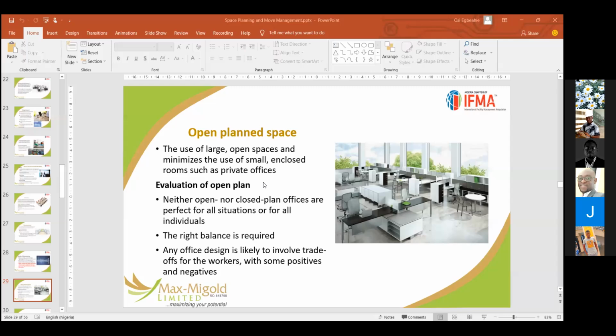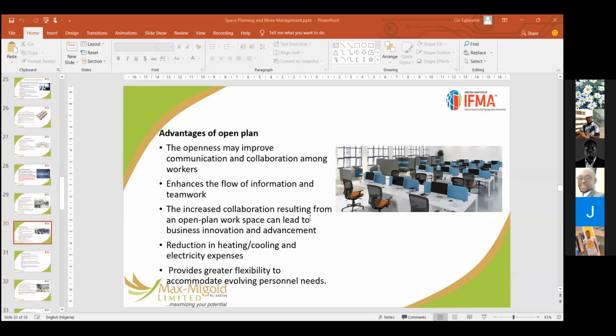And even the lighting requirement for those spaces and other facilities, and building up the partitions, is also quite expensive. On the evaluation of open offices, neither open nor closed plan offices are perfect for all situations or all individuals. It depends on your industry and how your office works. The right balance is required. Any office design is likely to involve trade-offs for workers, with some positives and negatives, depending on how your offices work and how it's managed.